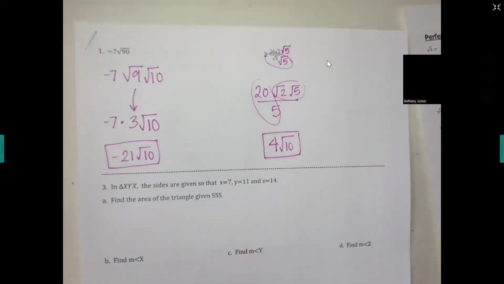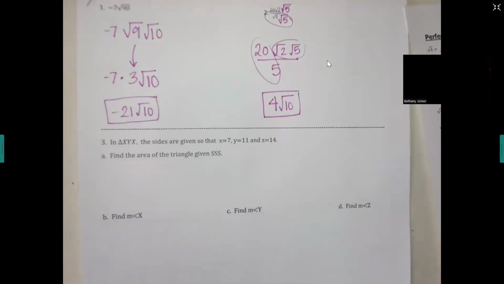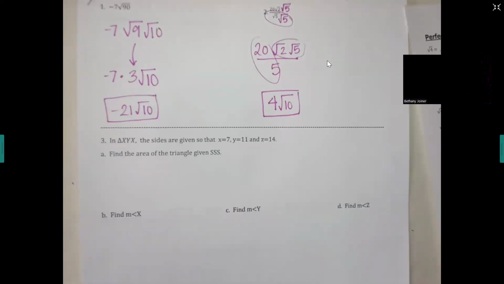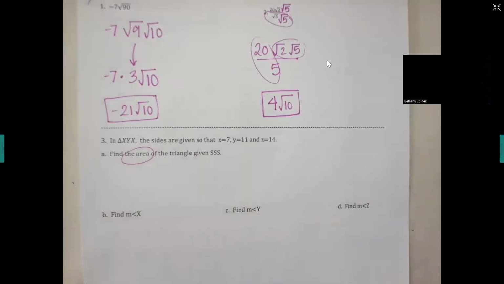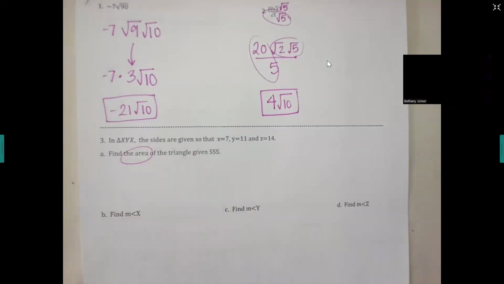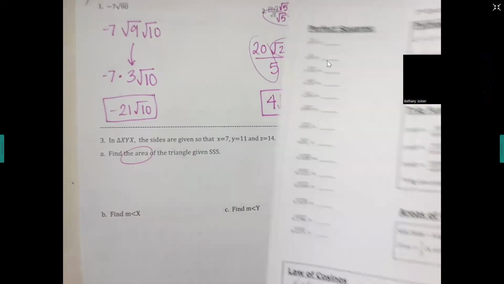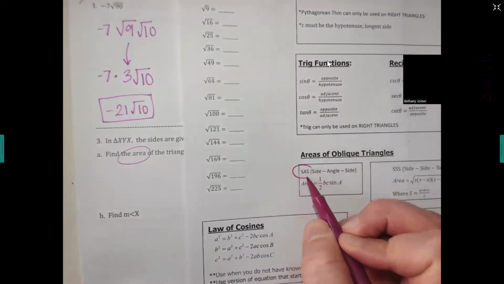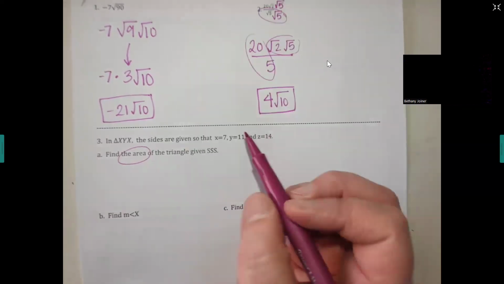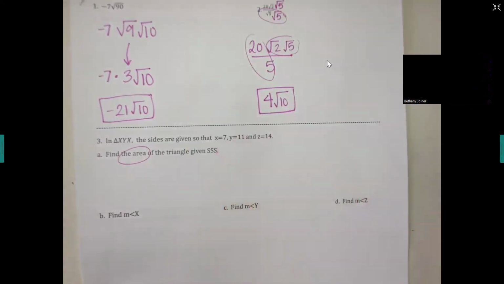Okay, take a look at number 3. It says the sides are given so that x equals 7, y equals 11, and z equals 14. You're asked to find the area. So let's come over here to our little chart. Okay, we're looking for the area formula. Notice there are 2 of them. So the question is, did they give me side angle side or side side side? So looking at your thing, I see I have X, Y, and Z. They're all lowercase. That means this is the side side side.